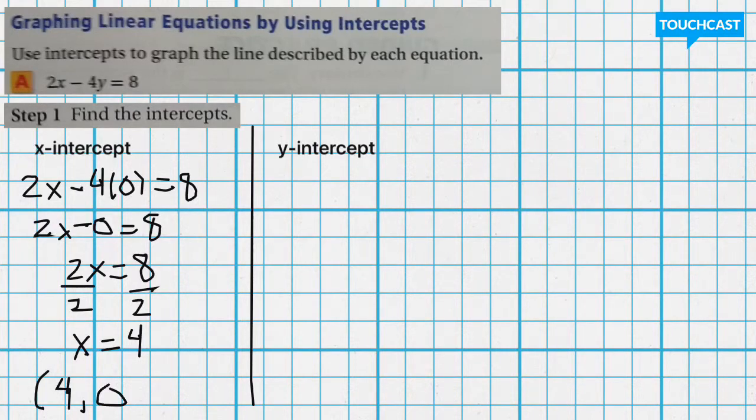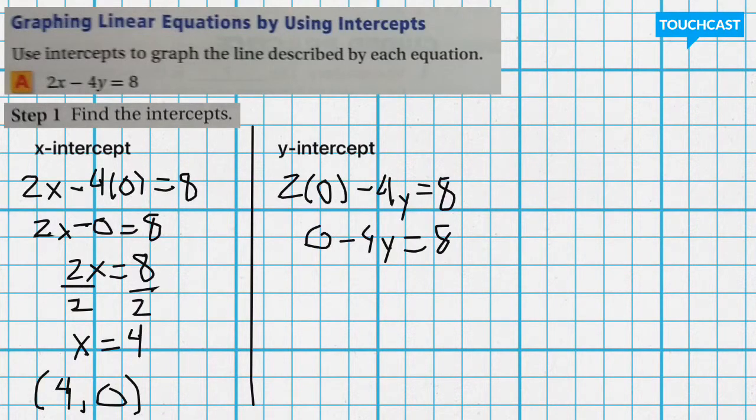To find our y-intercept, we're going to plug 0 in for x and solve for y. So we have 2 times 0 minus 4y equals 8. Well, 2 times 0 is 0. 0 take away 4y equals 8. Well, 0 take away 4y is negative 4y is equal to 8. So to solve for y, we'll divide both sides by negative 4.